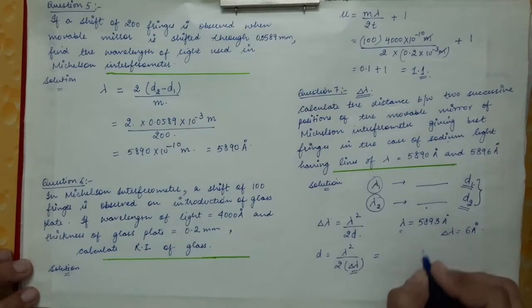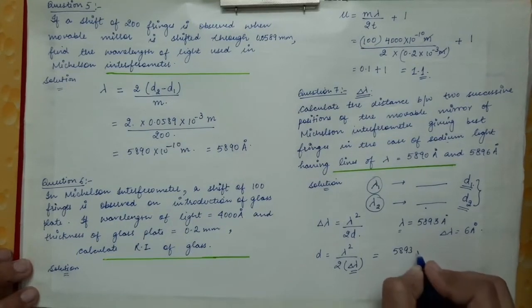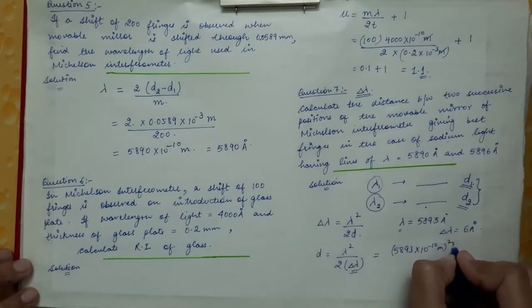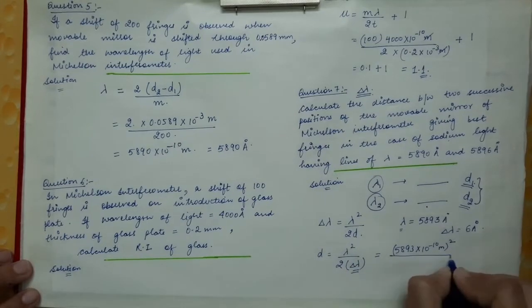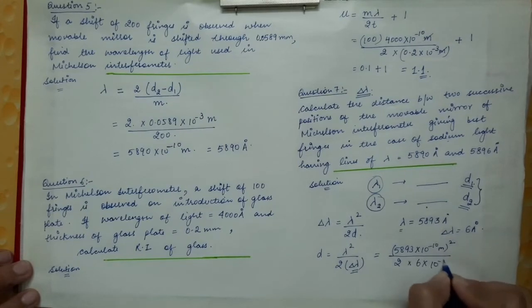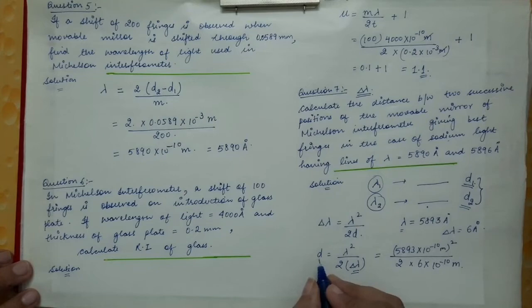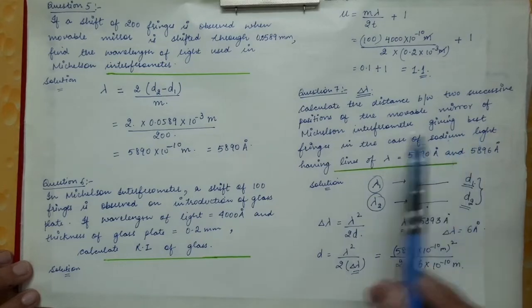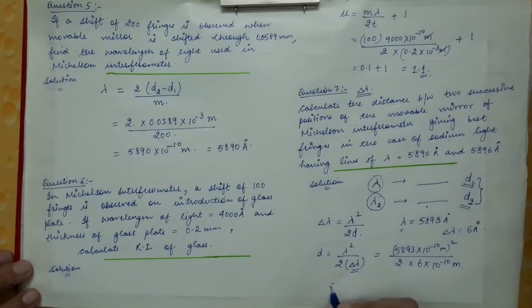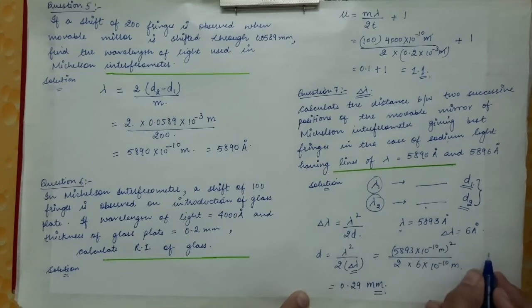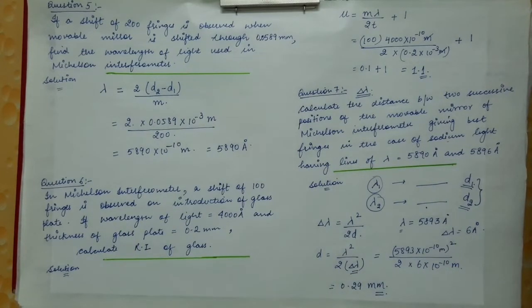Now small d, which is the distance between the two successive positions of the movable mirror, will be equal to lambda squared, where lambda is 5893 Angstrom, that is 5893 into 10 power minus 10 meters, whole squared, divided by twice delta lambda, which is 2 into 6 into 10 power minus 10 meters. This will give us the distance between the two successive positions of the movable mirror which gives distinct fringes. On evaluating, it comes out to be 0.29 millimeters. You will get the value of d in meters, then you can convert it into millimeters.